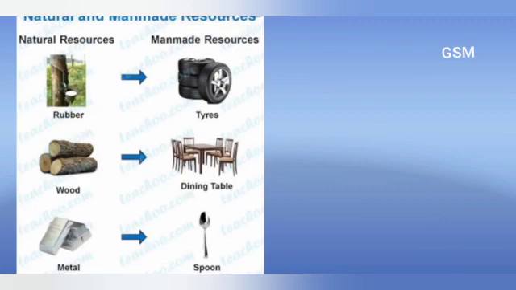Students, next you see the pictures. Natural resources and man-made resources. Some examples of natural and man-made resources: rubber, natural resource; tires, man-made resource; wood, natural resource; dining table, man-made resource. Finally, metal, natural resource; spoon, man-made resource.